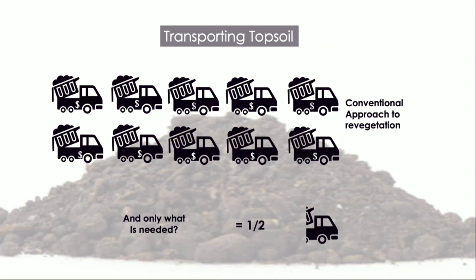Now the conventional approach hauls in a lot of product on site, and we're spending a lot of time and money getting the parts we don't necessarily need. We're hauling in inert material and open pore space, and what we really need is that 5% of topsoil where the organic matter is and where we get the benefit from. So ideally, we just need to bring that 5%. In this graphic, it's just half a truckload, right?